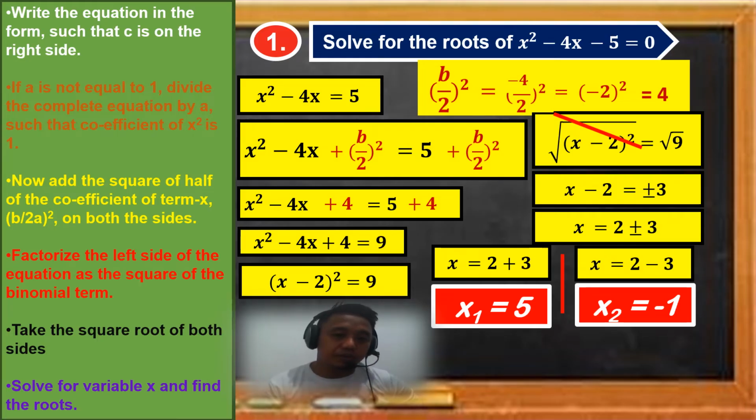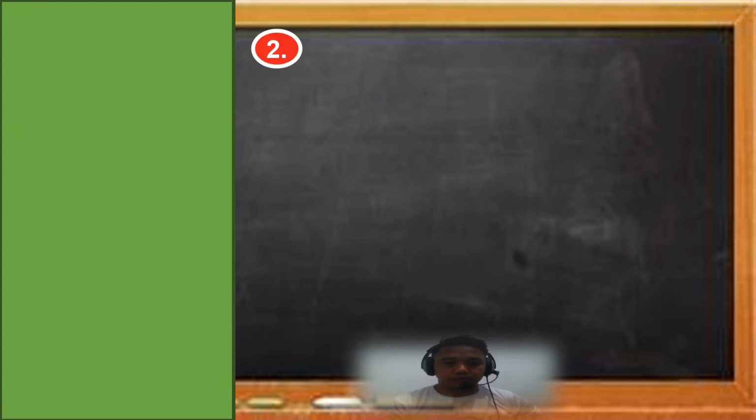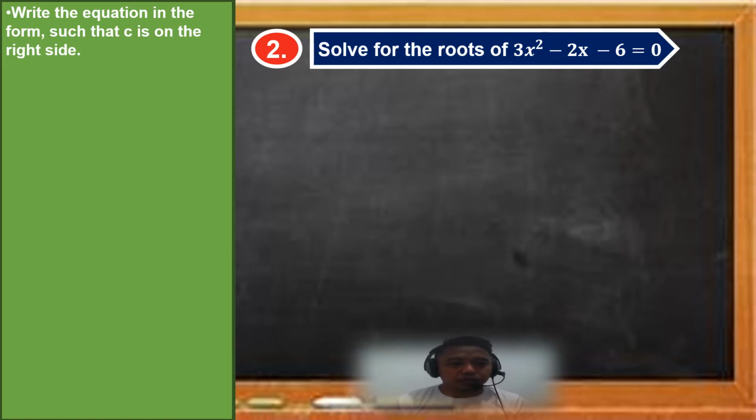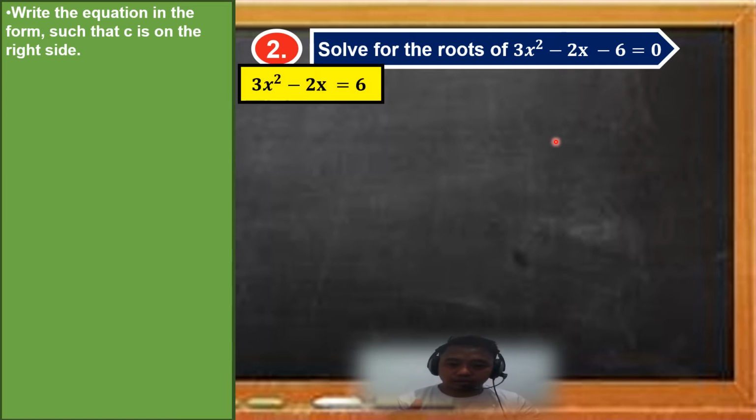Let's have another example. So, number 2 example. Number 2, solve for the root of 3x squared minus 2x minus 6 is equal to 0. Again, balikan natin yung mga steps. Isa-isahin natin. Write the equation in the form such that c is on the right side. So, itong minus 6, ilalagay natin yan dun sa kabila. Yan. Again, guys, bawat step natin, pwede niyo i-post and then sagutan niyo muna on your own. Okay, and if your answer is 3x squared minus 2x equals 6, that's correct.